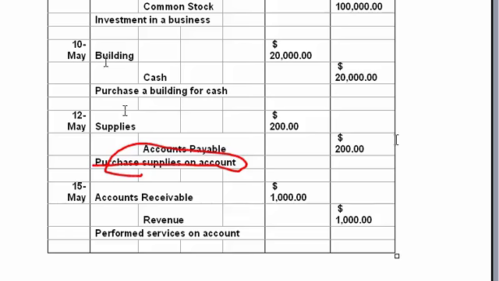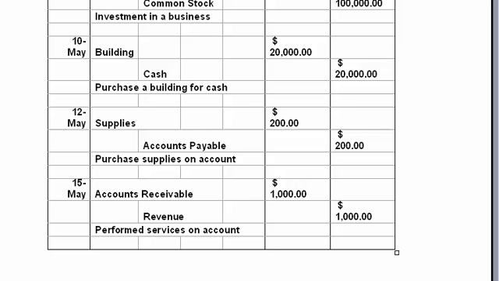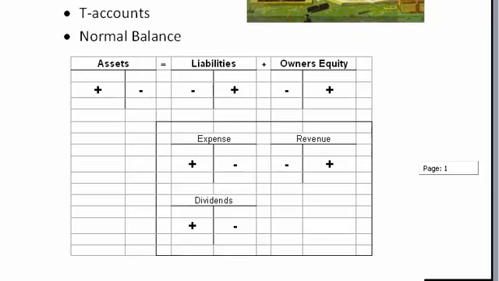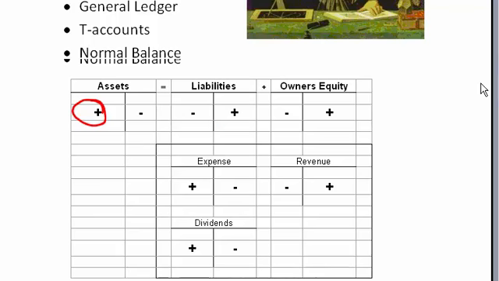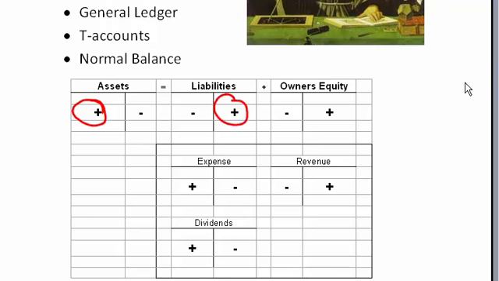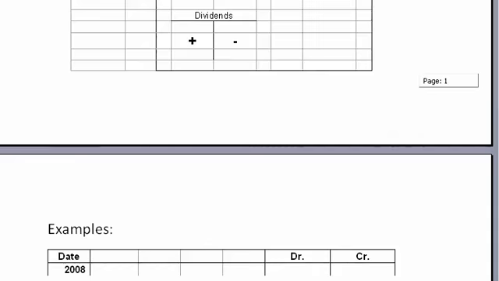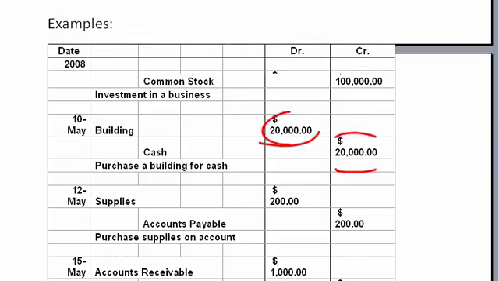If we went out and bought some supplies, purchased some supplies on account, then, if we went out and bought some supplies here, purchased them on account, then supplies is an asset. It needs to be a debit to increase it. Accounts payable is a liability, so it needs to be a credit to increase it. So if we go back up here and look, it should make sense that we're going to debit the supplies and credit the liability. Notice that our assets equals our liabilities and owner's equity, and that our debits and our credits balance.